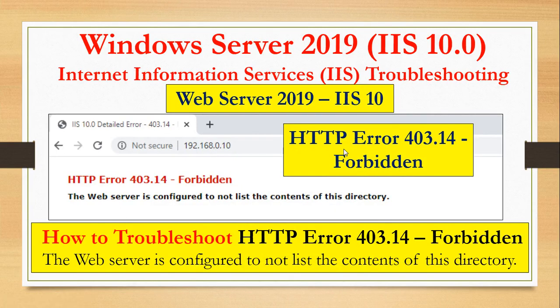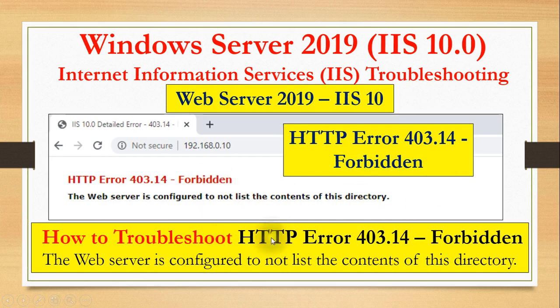As you can see on this screen, today we are going to learn how to fix the error 403.14 Forbidden. Sometimes you create a website and you face this problem while trying to access it: HTTP error 403.14 Forbidden, and this web server is configured to not list the content of the directory.